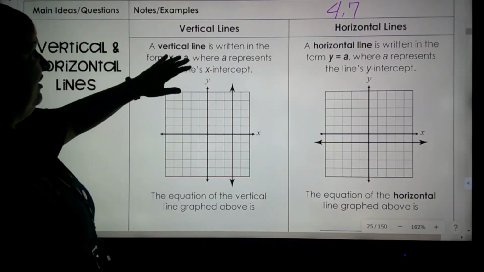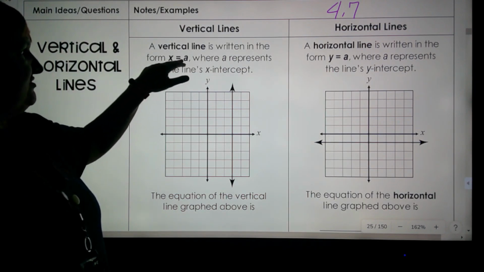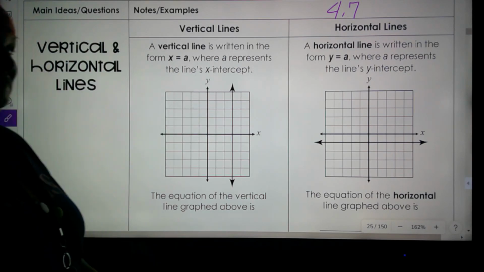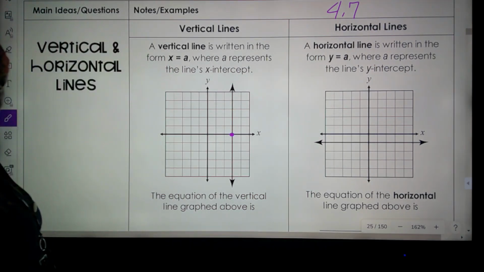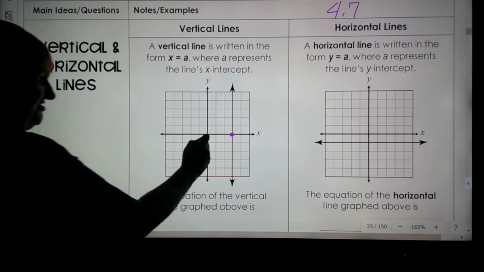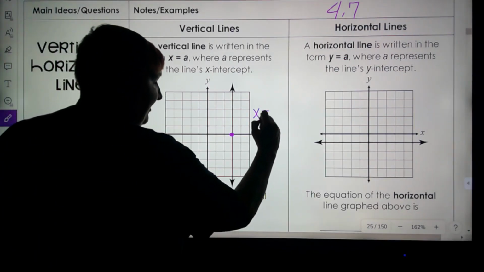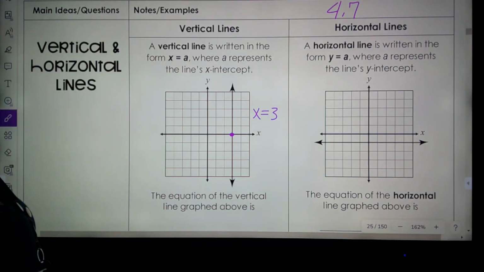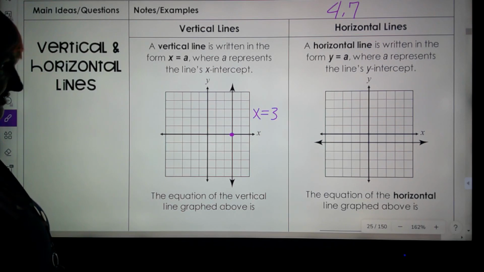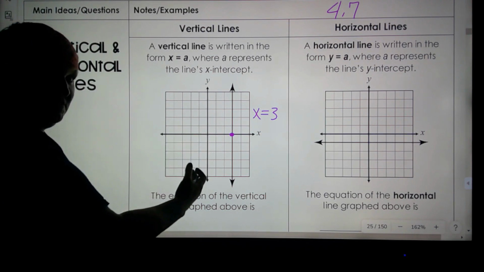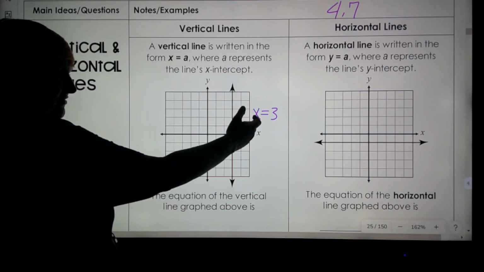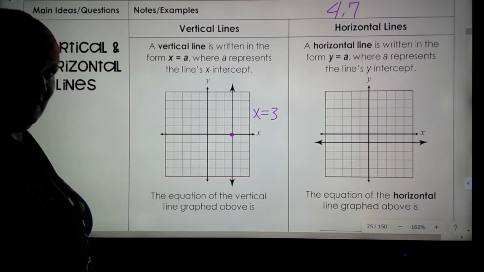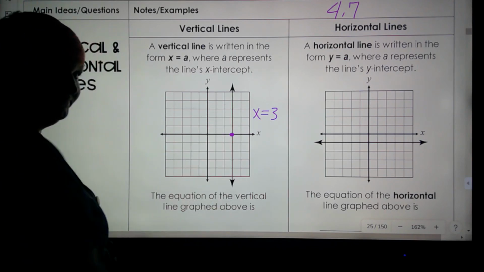A vertical line is written in the form x equals a, where a represents the line's x-intercept. Wherever this is on the x-axis, at 1, 2, 3, this is x equals 3. That's the equation for that line. It never crosses the y-axis. In fact, if it's x equals something, then it's parallel to the y-axis. You see how they're parallel?